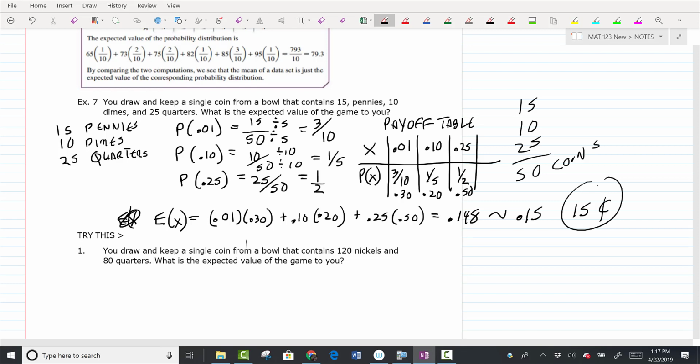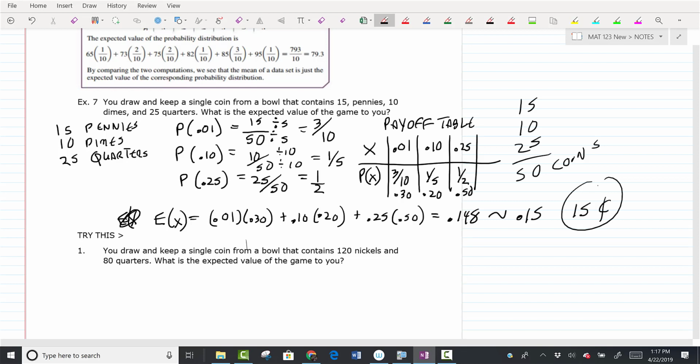Okay, so on the average, you're going to win 15 cents. It doesn't mean you're going to win 15 cents on one draw, because that's impossible. It means on the average, if you played this game a million times and averaged up all your earnings, it'd be about 15 cents. Okay, does that make sense, what I mean by that? That's what expected value is. Sometimes students think it means I'm going to win 15 cents. No, that's impossible. That's the average of your winnings.